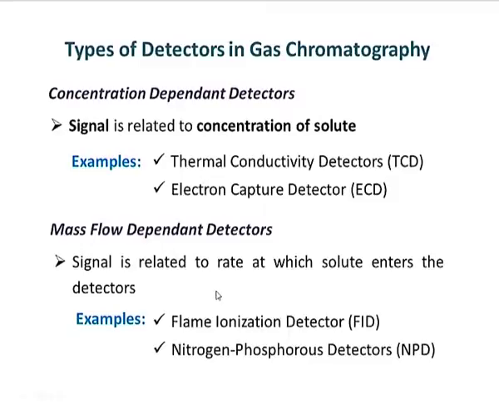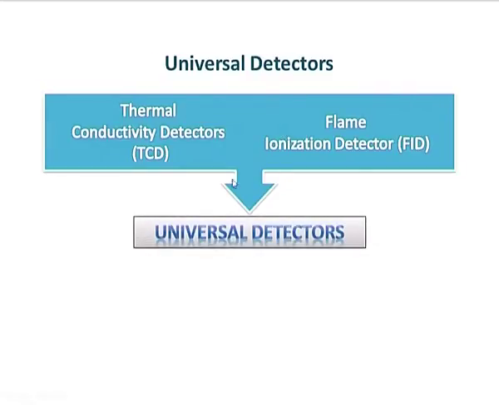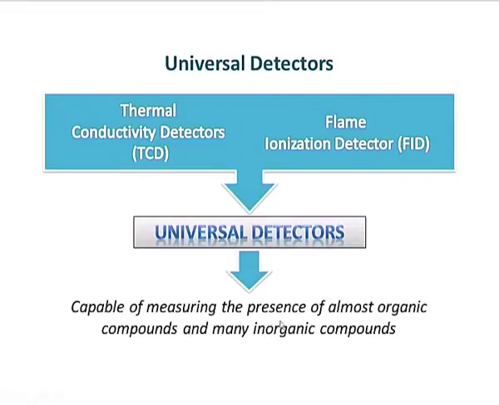Apart from this, there are other spectroscopic detectors also used, especially the mass spectroscopic detector used in gas chromatography too, and that is used quite often. And then there is also the nitrogen phosphorus detector, which is an example of mass flow detector. Another thing is there are certain detectors which are called universal detectors, examples being TCD and FID. These universal detectors can be used for a wide range of solutes used in gas chromatography, and hence one could obviously pick them up for gas chromatography. These are capable of measuring presence of almost all organic compounds and many inorganic compounds also.